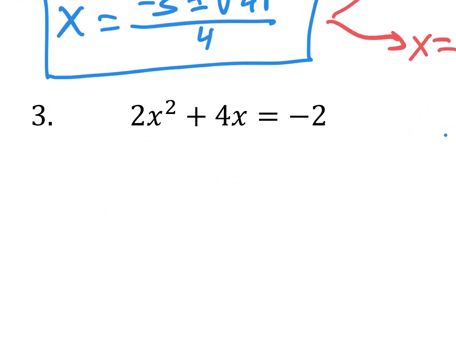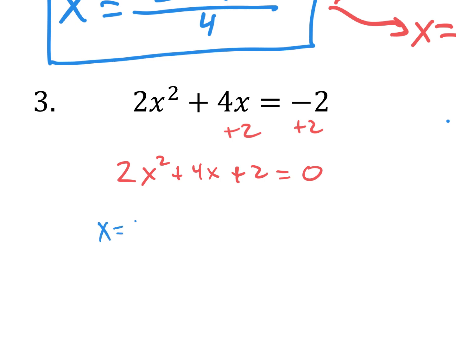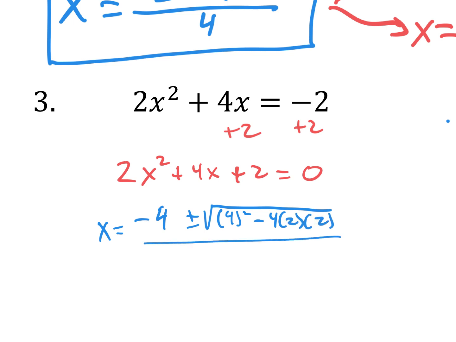And let's look at a couple more situations here. So here we can add 2 to both sides. We need to get it in standard form first. All right, equals 0. And now we can go to our quadratic formula. x equals negative b plus or minus the square root of b squared minus 4 times a times c, all over 2 times a. And we work it out. We got negative 4 plus or minus 16 minus 16, all over 4.